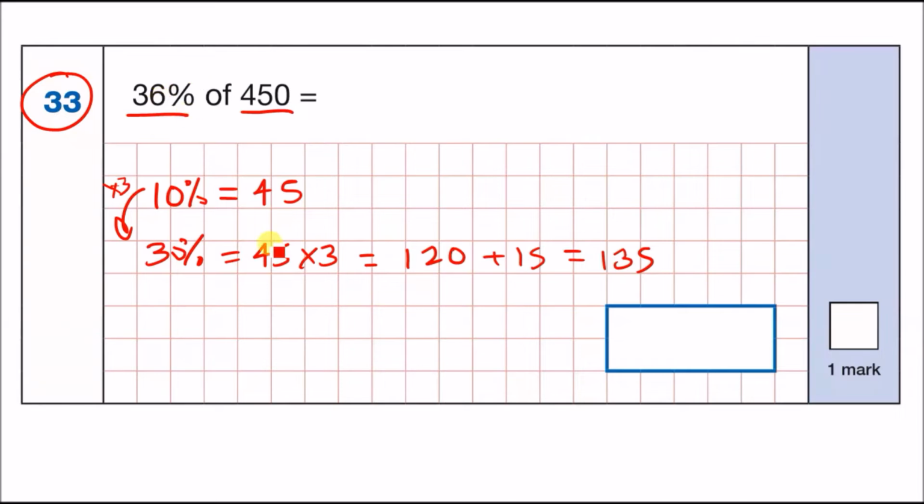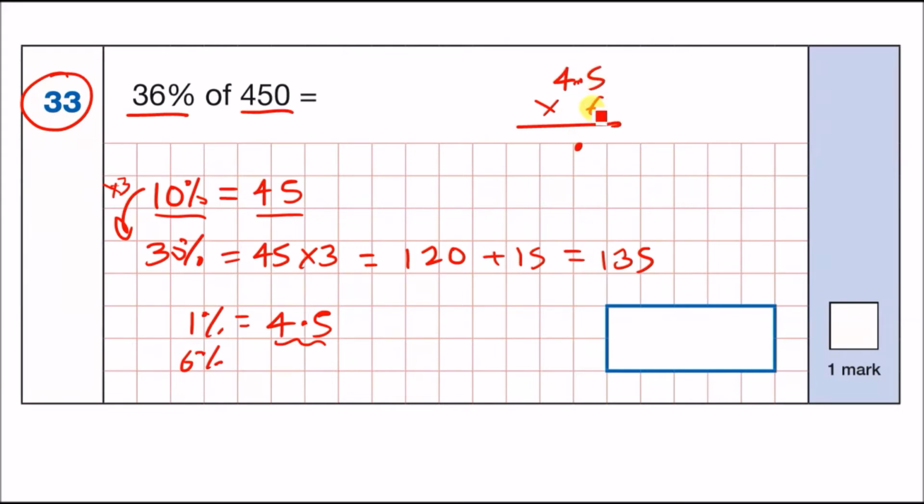Now, to get the 6% bit, my advice is always find 1% first, yeah? Always deal the units from 1%. To get 1%, we start from 10%. To go to 1%, you divide by 10. So 45 divided by 10 is just 4.5. That means to get 6%, we need to times this result by 6. So we can do over here, 4.5 times 6, nice column. Just get the decimal ready here.